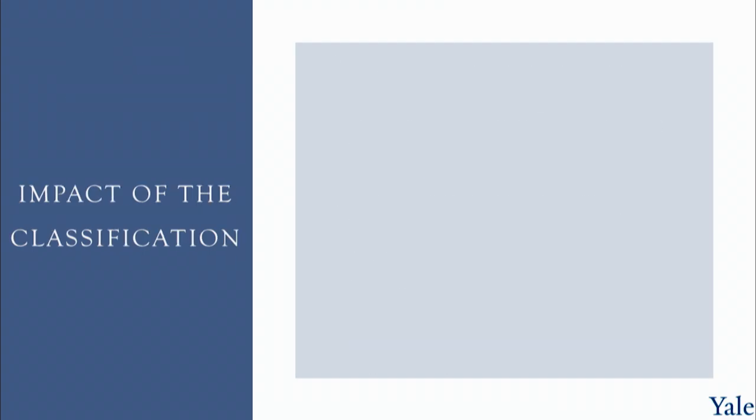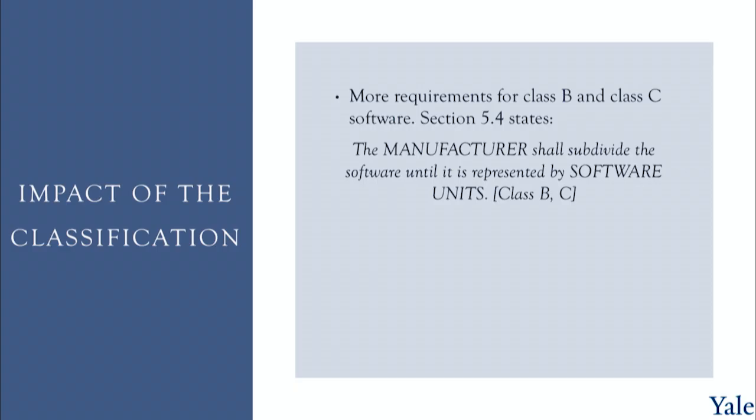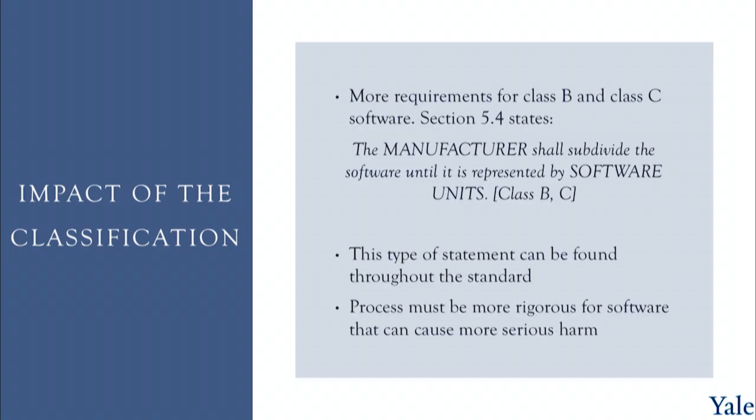So what is the impact of this classification? There are more requirements, as you would expect, from Class B and Class C software. So Section 5 states, the manufacturer shall subdivide the software until it's represented by software units for classes B and C. So this statement can be found throughout the standard, and the process must be most rigorous for software that can cause more serious harm. And this is the essence of all risk classification, both at the FDA level and in the standard.